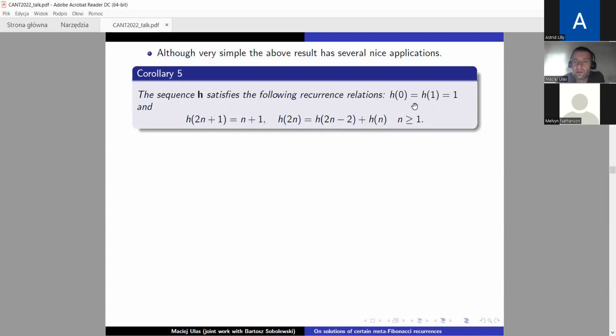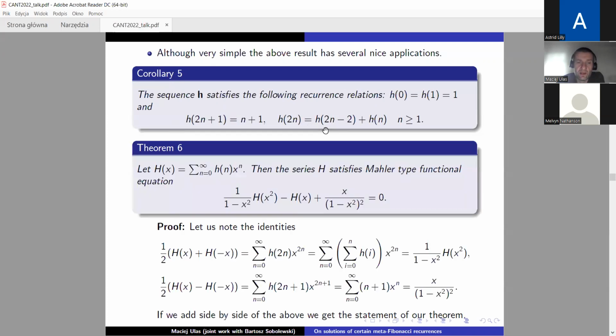So we have H0 equal to H1 equal to 1, and here for n greater or equal to 1, we have two recurrence relations for the values odd and even. Having a recurrence of this type, it is quite natural to compute the generating function. So let capital H(x) be the ordinary generating function for our sequence H_n, starting from n equal to 0 up to infinity.